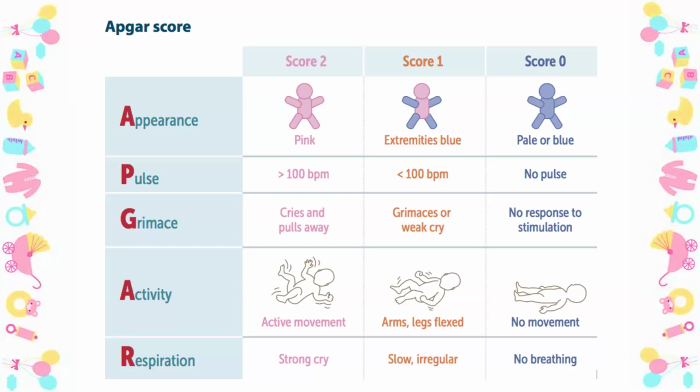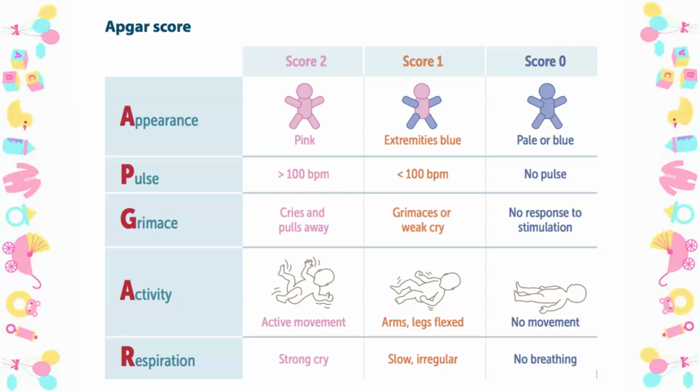If the pulse is more than 100 bpm, it will be 2. Less than 100 bpm, it will be 1. No pulse will be given 0. Grimace: if a child is making a weird kind of face, crying and pulling away, it will be scored as 2. Weak crying, not making that much of a face, will be scored 1. And 0 will be for no response.